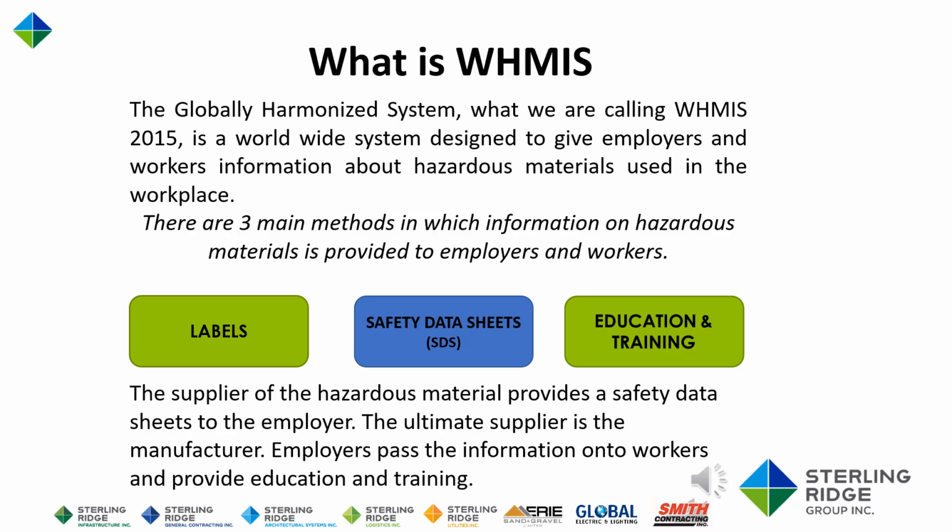What is the Workplace Hazardous Material Information System? The globally harmonized system, what we are calling WHMIS 2015, is a worldwide system designed to give employers and workers information about hazardous materials used in the workplace. There are three main methods in which information on hazardous materials is provided to employers and workers: labels, safety data sheets, and education and training.